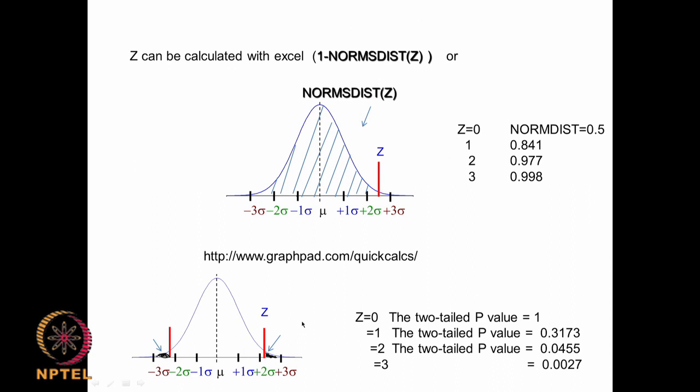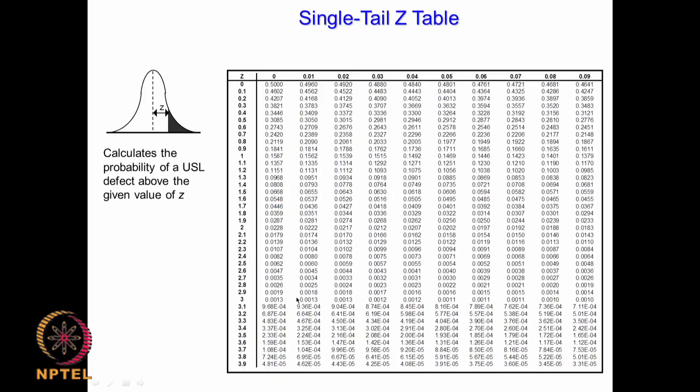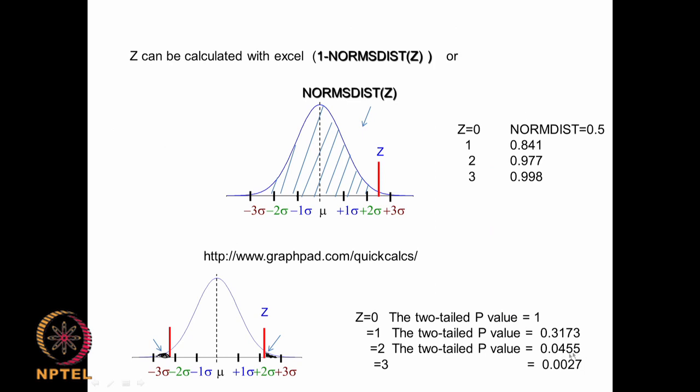You understand? The GraphPad gives you this plus this area, whereas the table gives you only one side of the area. So if I want to make it appear like GraphPad, I multiply by 2. When z is equal to 2, it gives you 0.0228. If you multiply that twice, it will become 0.0456, and that is what GraphPad gives, 0.0455. Whereas Excel gives you the whole area. So when I do 1 minus that, I'll get this area, which is similar to the area the table gives you.